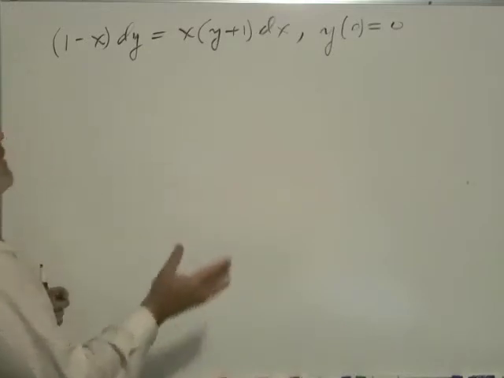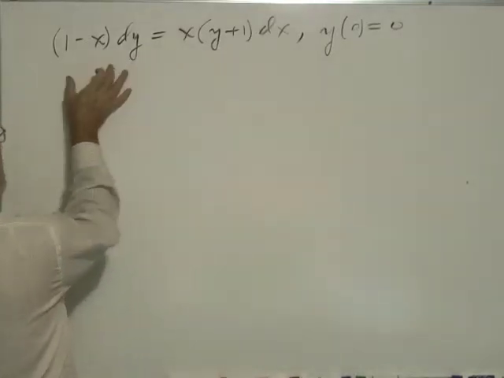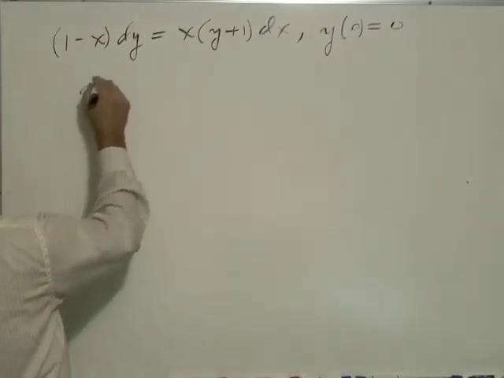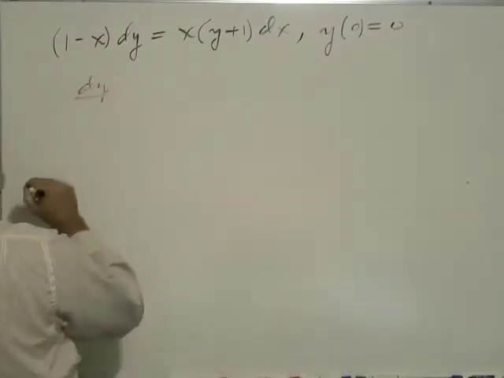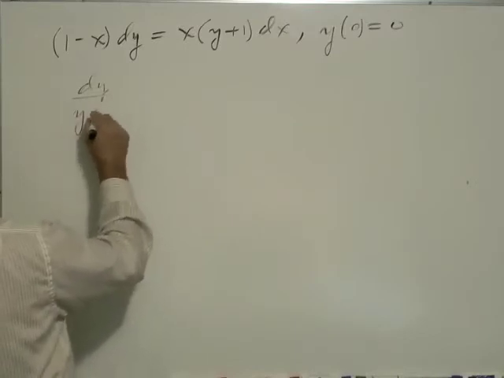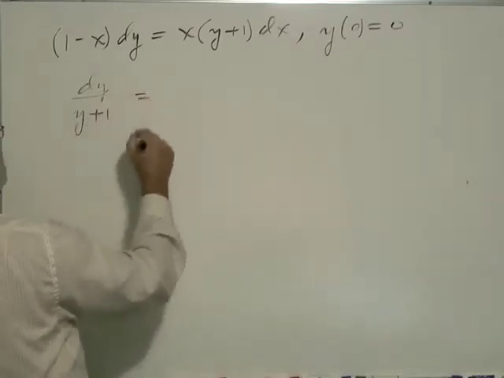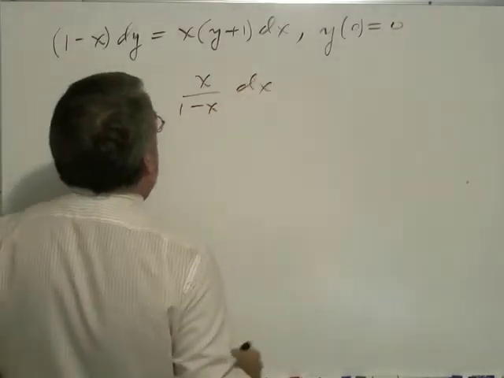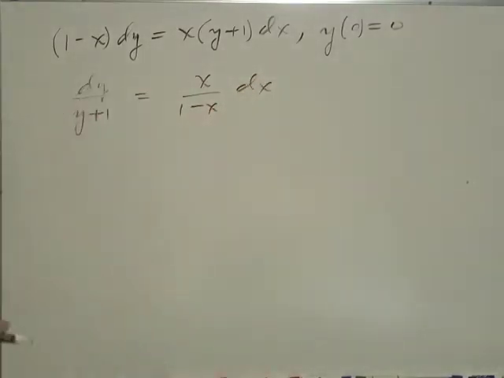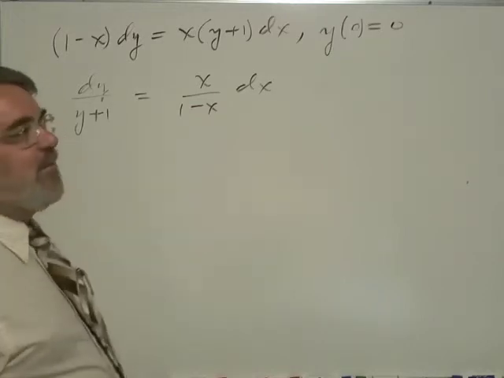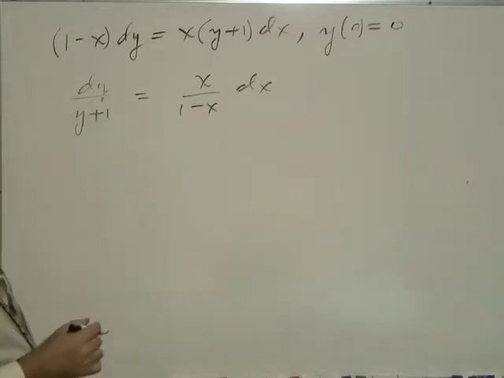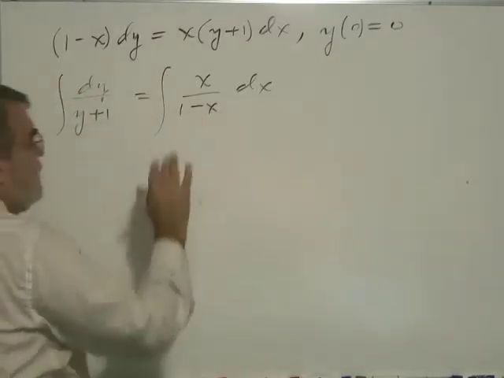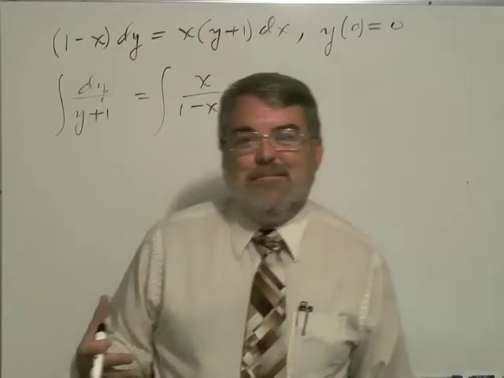We're going to separate x's from y's, so I'm going to divide by y plus 1 and divide by 1 minus x. It gives me dy over y plus 1 equals x over 1 minus x dx. And so again, we've separated x's from y's, dy's from dx's, and now I can integrate because I have a differential in each term.